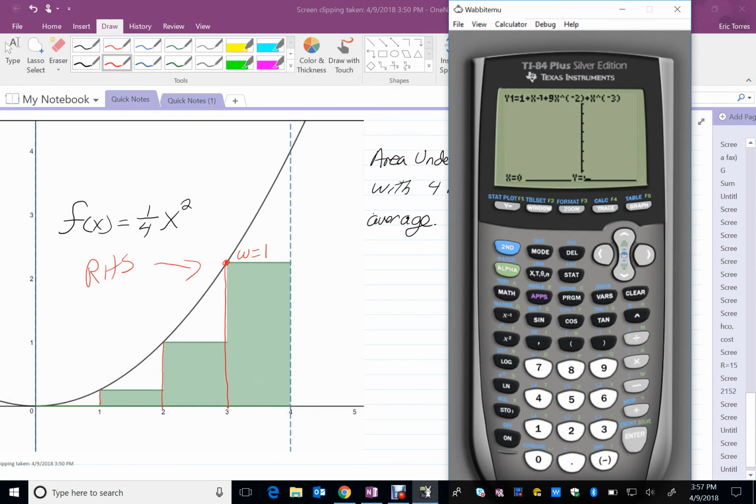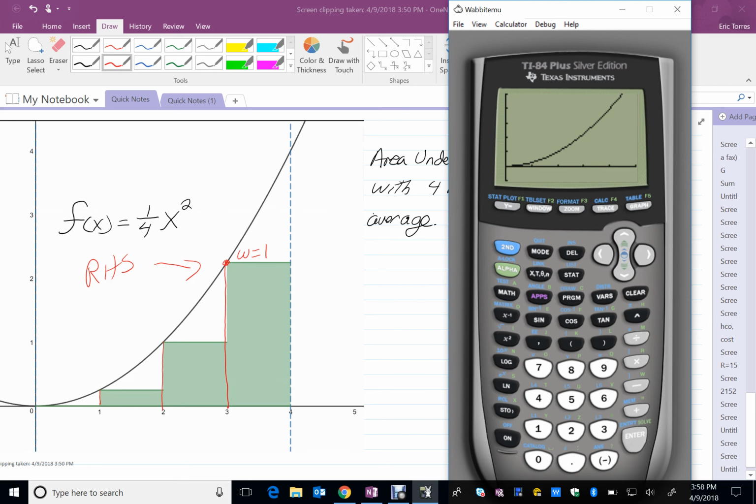Now, I will go ahead and start by plugging it in just as I see it. 1 divided by 4 times x squared, window from 0 to 5, x scale of 1's fine, and y I'll go from -1 to 5. And I get the same picture in my graph as I have on paper.